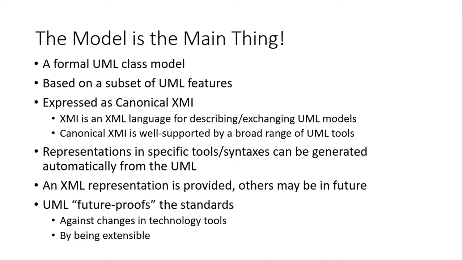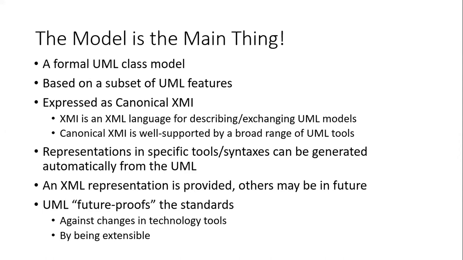So the way to make yourself technology proof is to model things in UML and to have a very rigorous formal model. So we have a class UML model. UML can express other things as well. And it's based on a strict subset of the features. That's important because UML is capable of doing a lot of very complicated things. And we tried to avoid some of the less well-supported features of that standard.